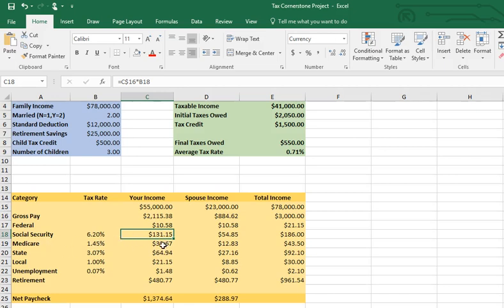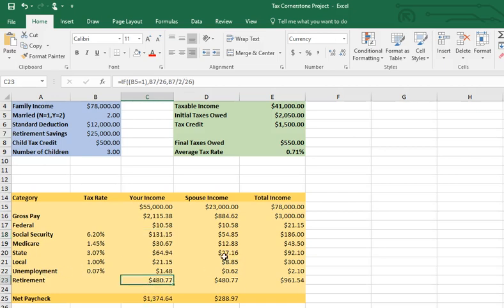Just do your C16 cell, your gross pay, multiplied by your tax, gives you this number. Gross pay multiplied by your state tax gives you this number, and so forth. Okay? Now, same thing for your spouse. You come over here and you do the same set of formulas for your spouse to get the Social Security through the unemployment. Now we come down here to retirement.